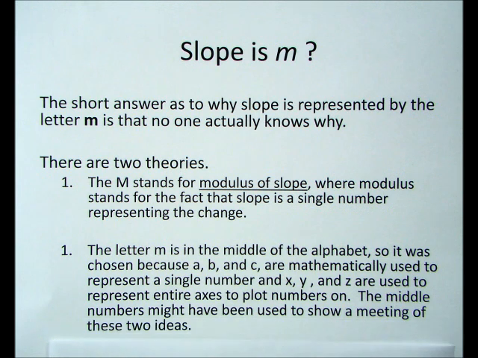The second theory is that the letter M is in the middle of the alphabet. So it was chosen because variables such as A, B, and C are mathematically used to represent a single number, while X, Y, and Z are used to represent entire axes upon which you plot numbers. So the middle letters might have been used to show a meeting of these two ideas. So again, we're not exactly sure why slope is known as M, but that is the accepted variable.